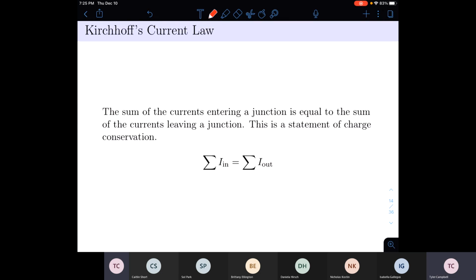Another big topic to hit in the circuits unit would be Kirchhoff's two laws, the current law and the voltage law, which we'll go over next. The first of his laws, the current law, just says that whatever is coming into my junction has to come out.